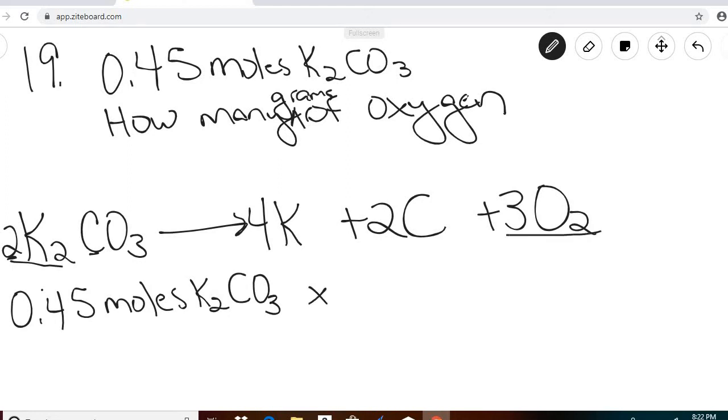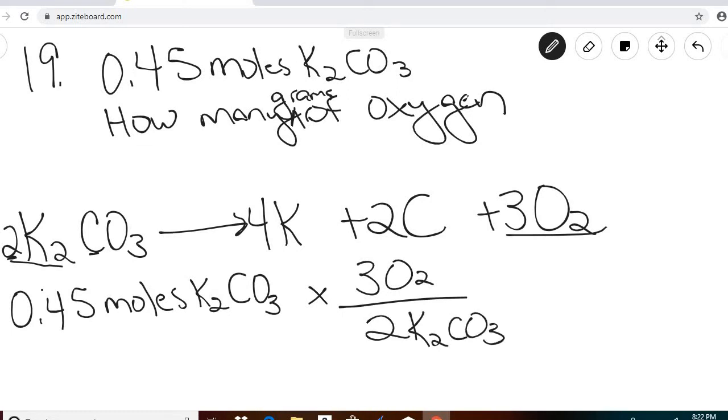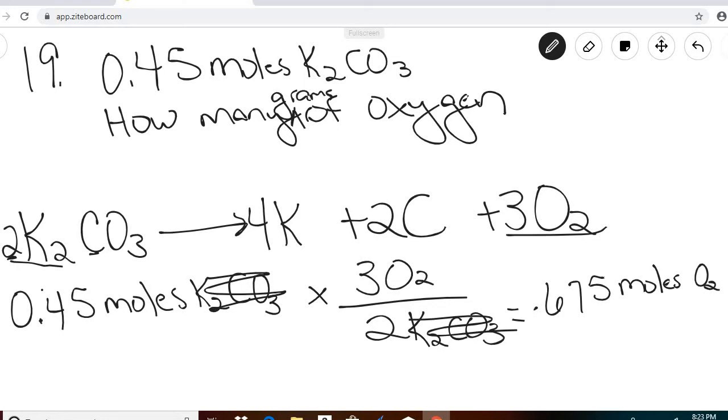So there are 3 oxygens for each 2 K2CO3. So the K2CO3s are going to cancel. You'll be left with moles of oxygen. So 0.45 times 3 divided by 2 will give you 0.675 moles of oxygen. Okay, so that's moles of oxygen.